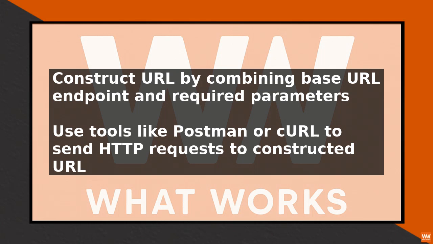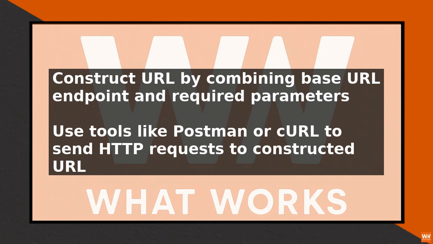For example, to get the balance of an Ethereum account, you would use the GET request to the eth_getBalance endpoint. Use a tool like Postman or curl to send the HTTP request to the constructed URL. Include your API key in the request headers to authenticate the call. The API will respond with a JSON object containing the requested data.